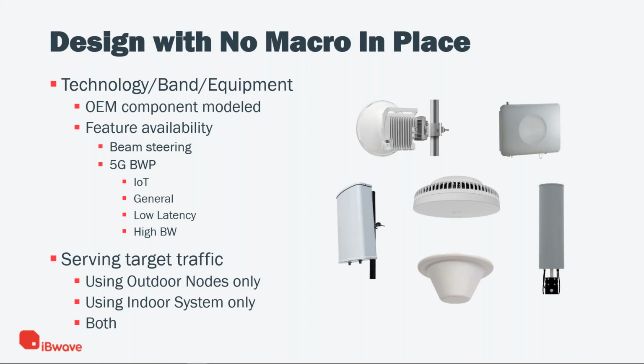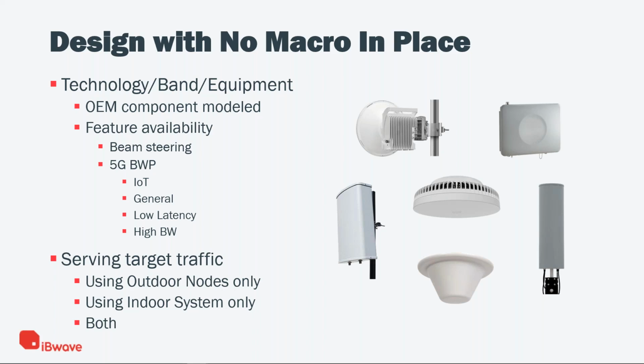So when you look at a design with no macro in place for a private LTE network or CBRS, you need to be aware of the technology band and equipment that your OEM is providing, and whether or not that component or product has been modeled for design purposes. Of course, you're seeing multiple OEMs coming out with new equipment weekly now, new antennas, new radios, new configurations.